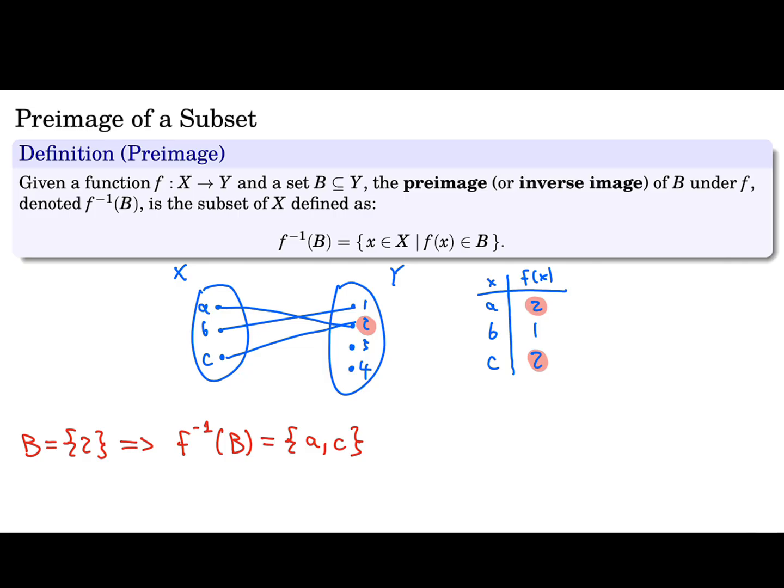If we did a different set here, let's say C, and we chose it to be 1 and 2, then in this case we would be counting all the elements, because now 1 and 2 actually get everyone here. And so the preimage of this would be actually the whole set a, b, and c, which is equal to X.